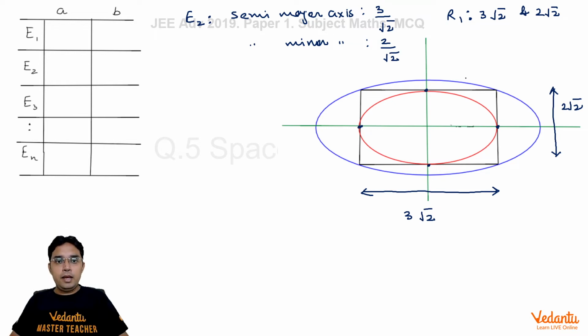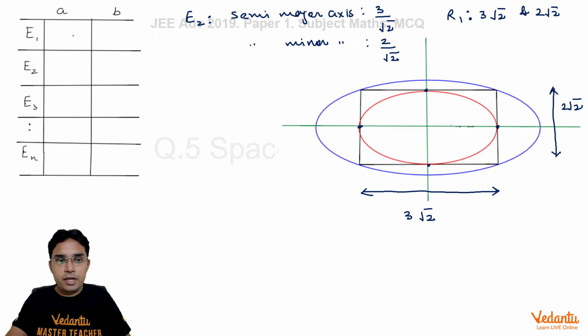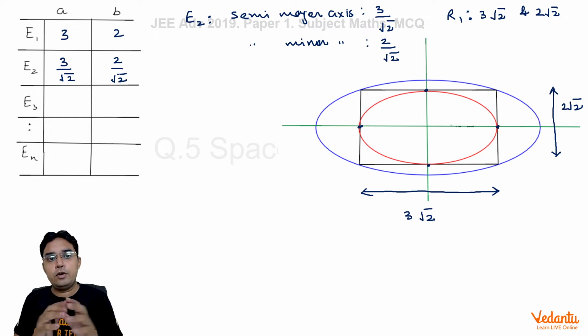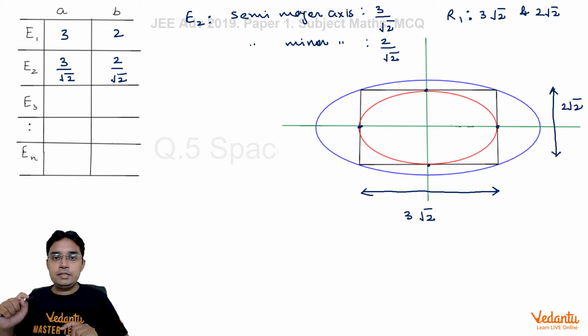Why am I writing this? Let me tell you. We were given E1 whose semi-major and semi-minor axes were 3 and 2. Now for E2 we have found that they are 3 upon root 2 and 2 upon root 2. So we can see both the semi-major and semi-minor axes have now become 1 upon root 2 times the previous value.